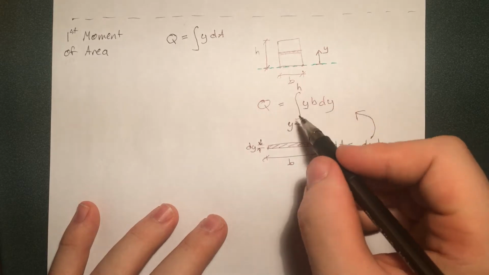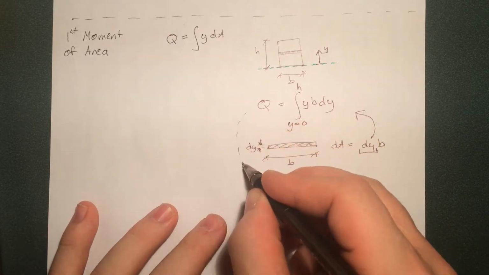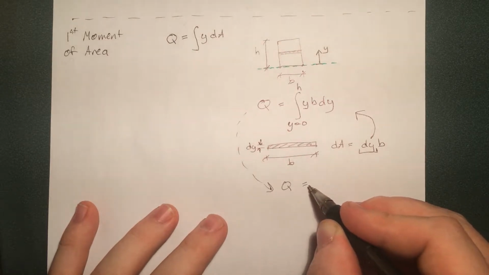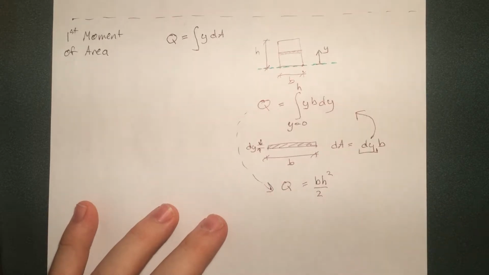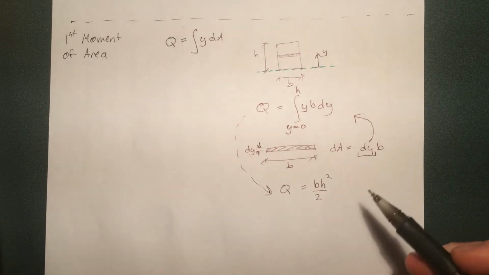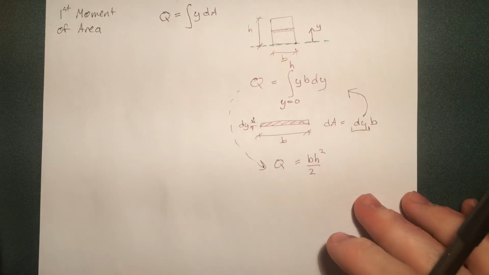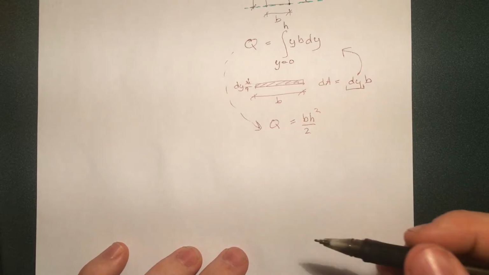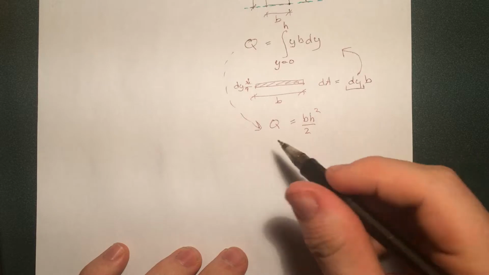Alright, you integrate this, you get y squared by 2, sub in the h. All right, we'll keep on going down here. We get Q equals BH squared by 2. Okay, so this is technically the right answer, but when you're doing this in questions, you don't want to work through this integration all the time. It's just a waste of time, and it's only good for defining what it is. So let's just redefine this in a way that's easy to find when you need to calculate Q.